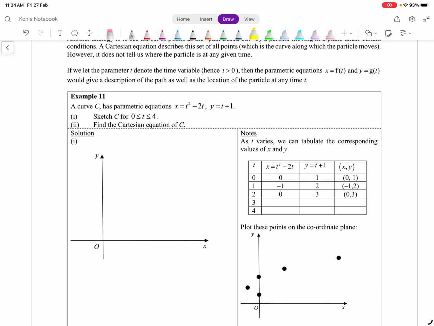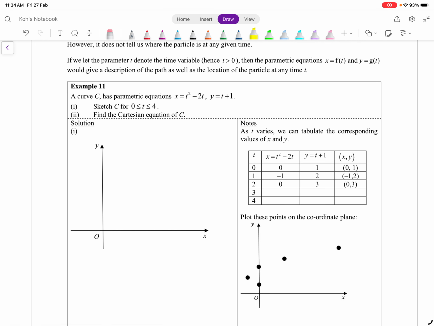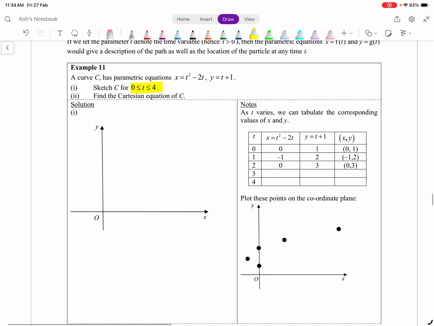So we are given a curve that has a parametric equation of x equal to t squared minus 2t, y equal to t plus 1. We are asked to sketch the parametric equation for t more or equal to 0, less or equal to 4. So this is something like a domain. When we do the sketching of the parametric equation, the axes will still be y and x. So let's just say I want to plot it manually now, then later I use the GC to check.